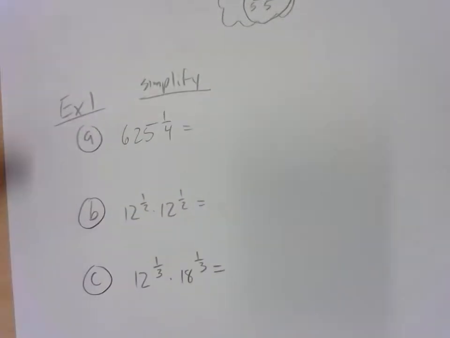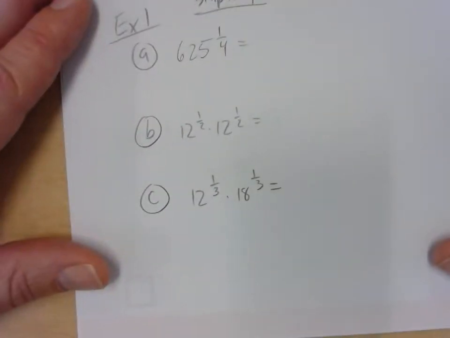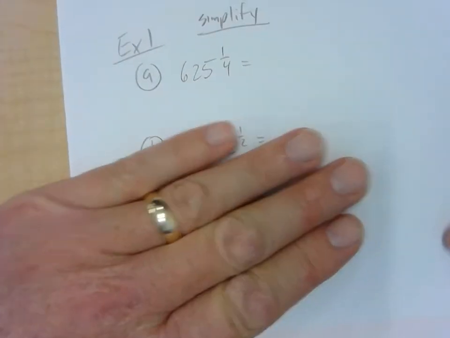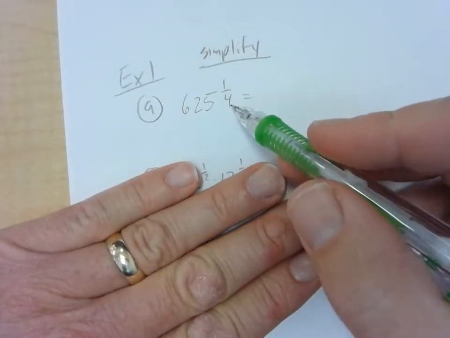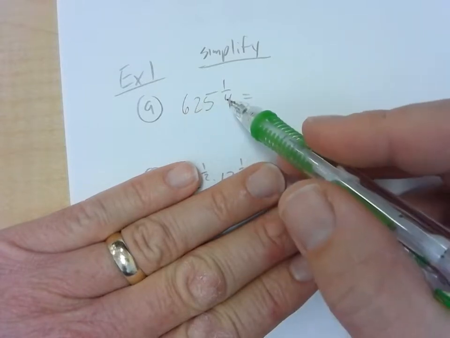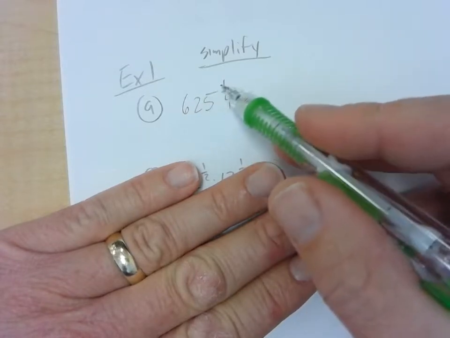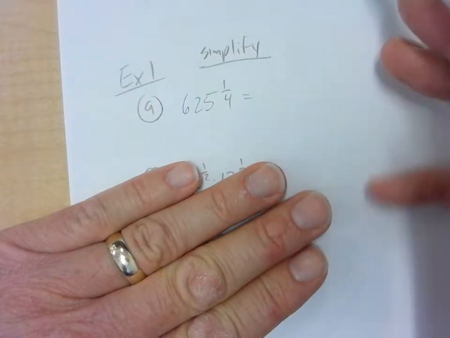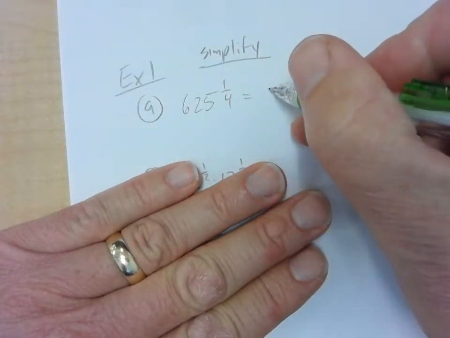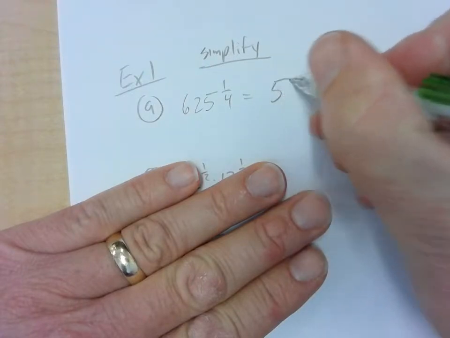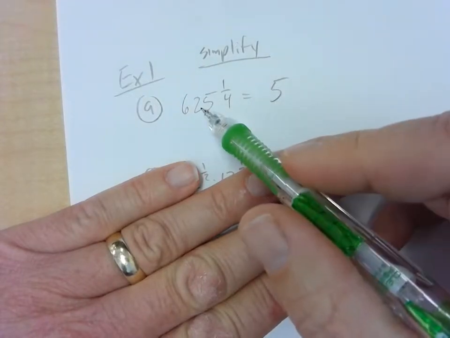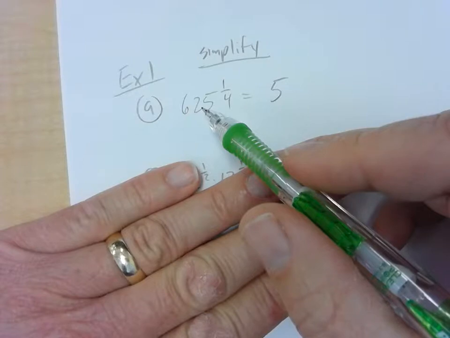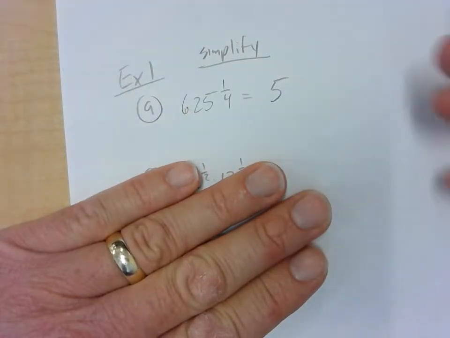Okay, here are the examples. The first example is real straightforward. It's the 4th root of 625. So it's the 4th root of 625 raised to the 1st power. Well, 5 times 5 times 5 times 5, actually we just did that up there, is 625. So the 4th root is 5. So 5 times 5, 4 times together is 625. And then you'd raise it to the 1st power, which is just 5.